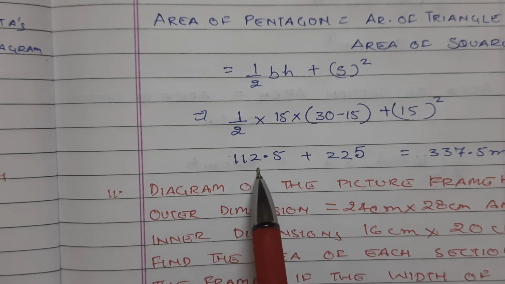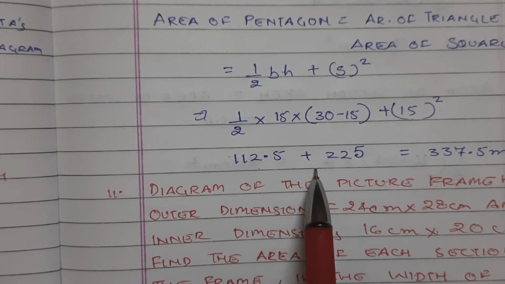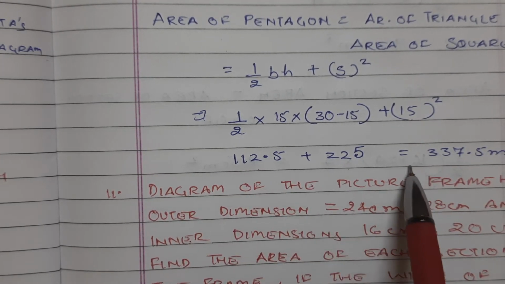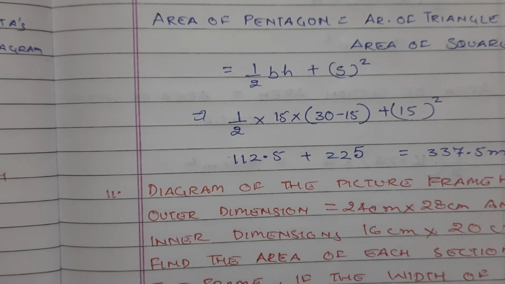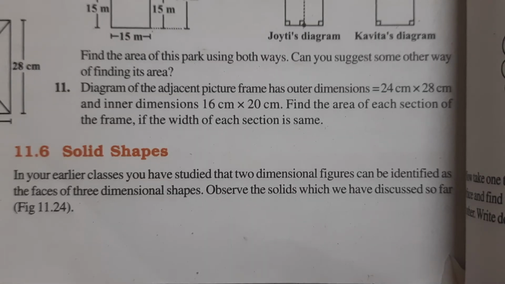Now 112.5 plus 225, we will get 337.5 meter square. So in whichever way, whether Jyoti did or Kavita did, in both ways we are getting the same area. Now let us proceed with the 11th question.